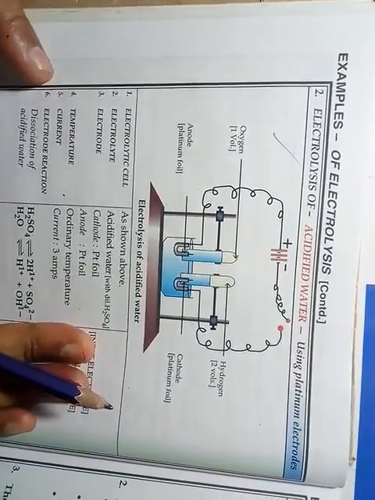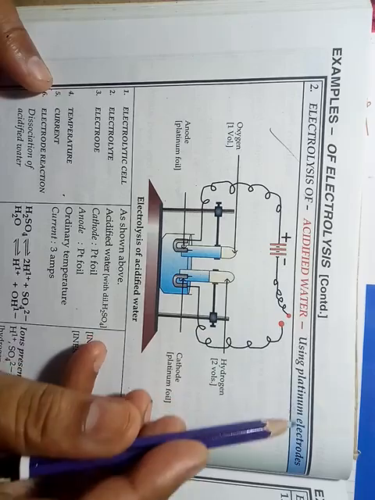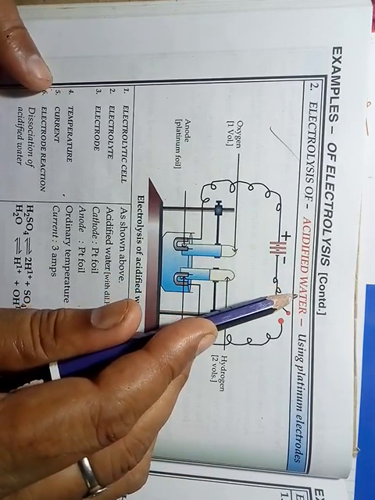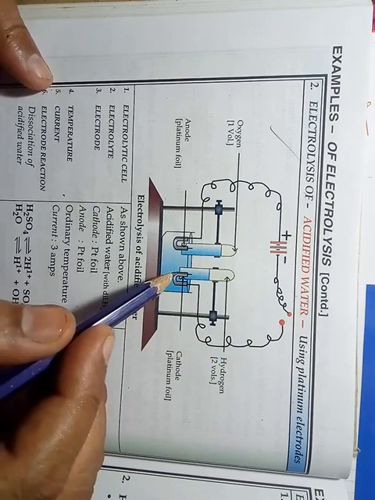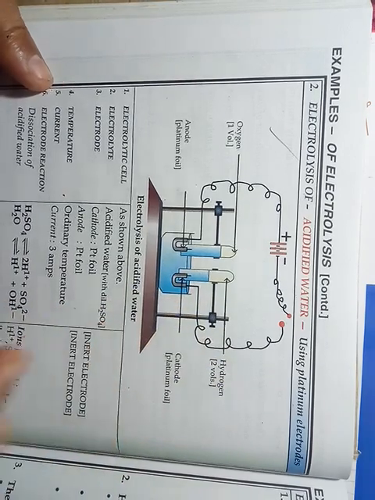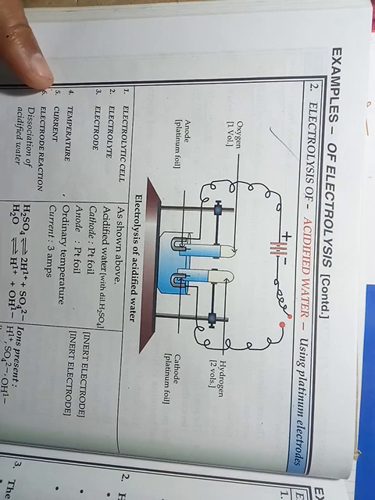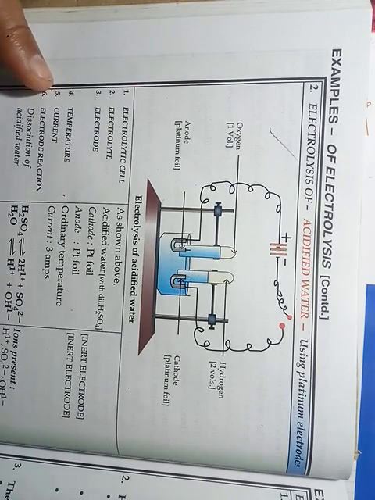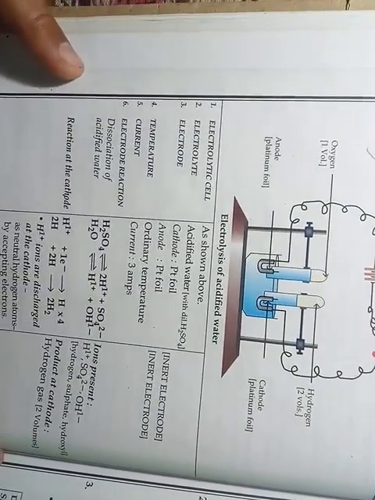Next example of electrolysis is the electrolysis of acidified water using platinum electrodes. Acidified water is also known as acidulated water. So normal water with a few drops of sulfuric acid or any other acid is known as acidulated water. The addition of acid makes water a conductor of electricity, because water itself is a covalent compound.